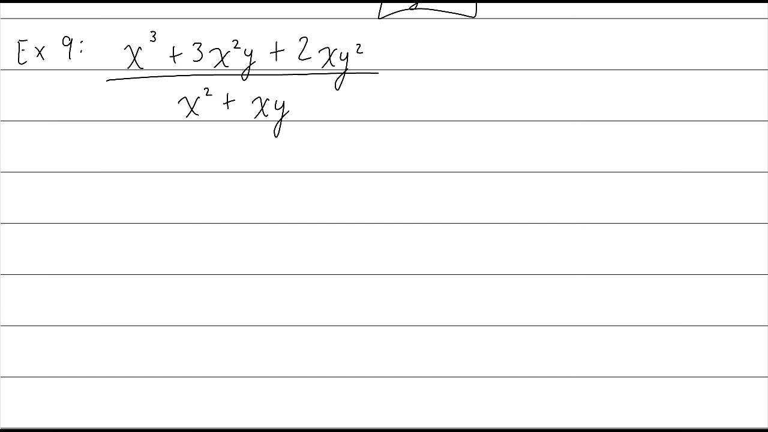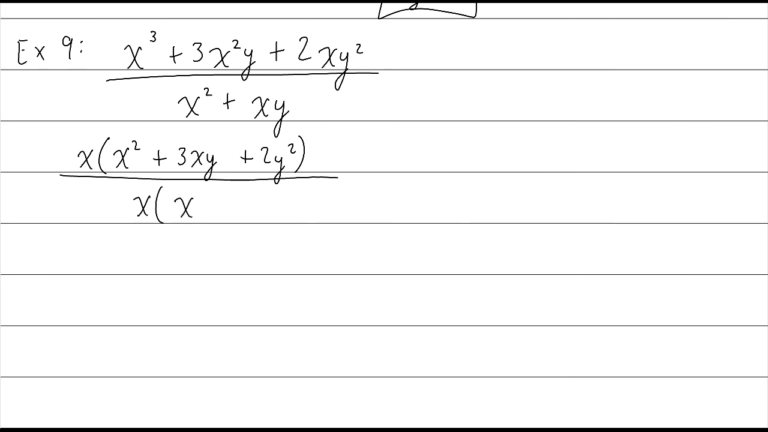All right, so hopefully, if you look at the numerator, you recognize that they all have an x in common, so I can factor out an x. That leaves me with x squared in the first term. That leaves me with 3xy on the second term. And that leaves me with 2y squared on the third term. On the bottom, I can factor out an x as well. That leaves me with x plus y.